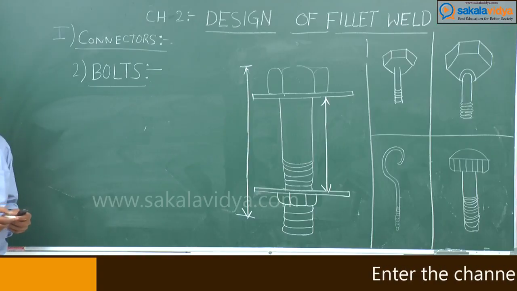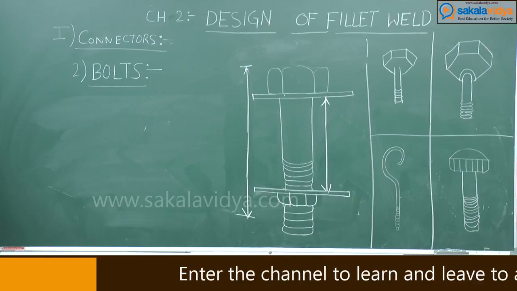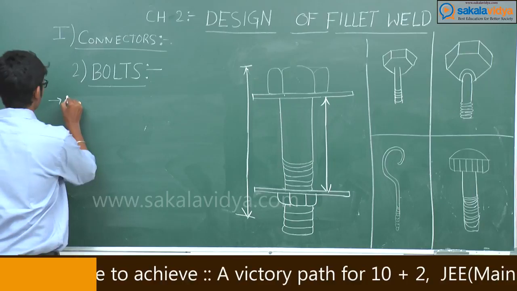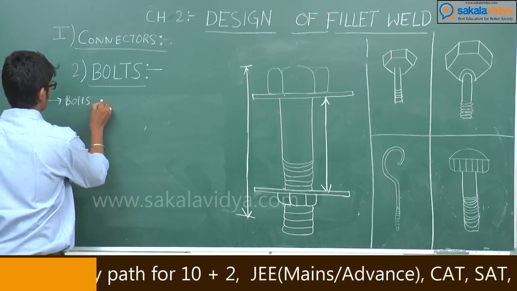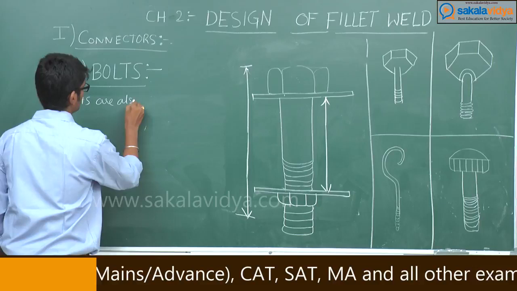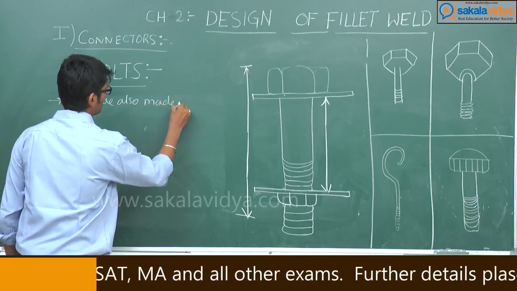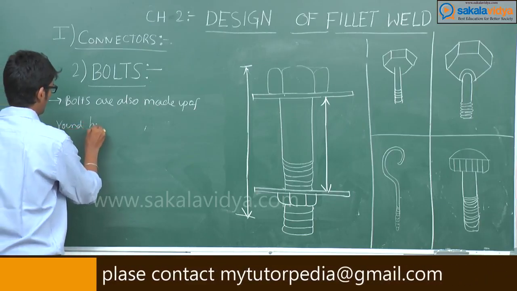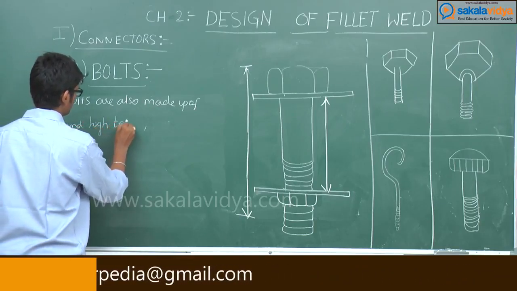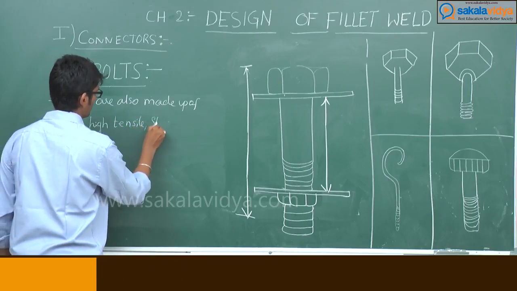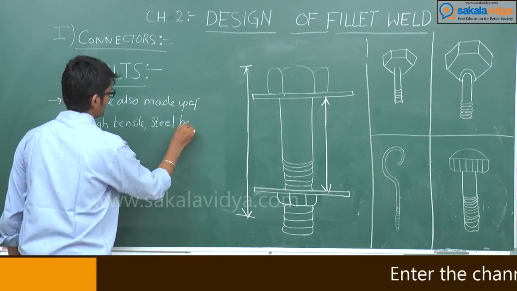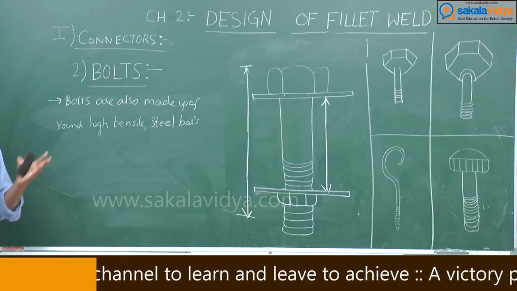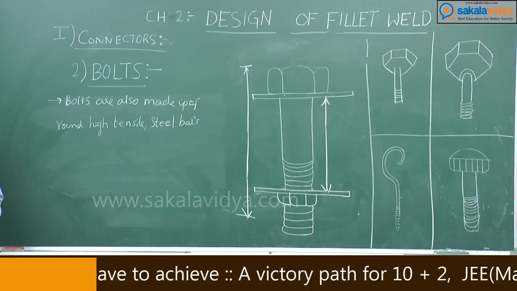Now the next important topic is bolts. Even bolts are made up of high tensile round steel bars. So what is the difference between a rivet and a bolt?